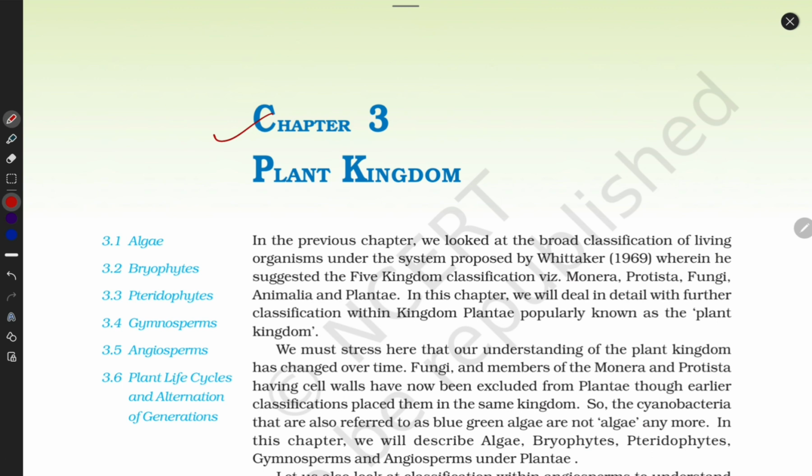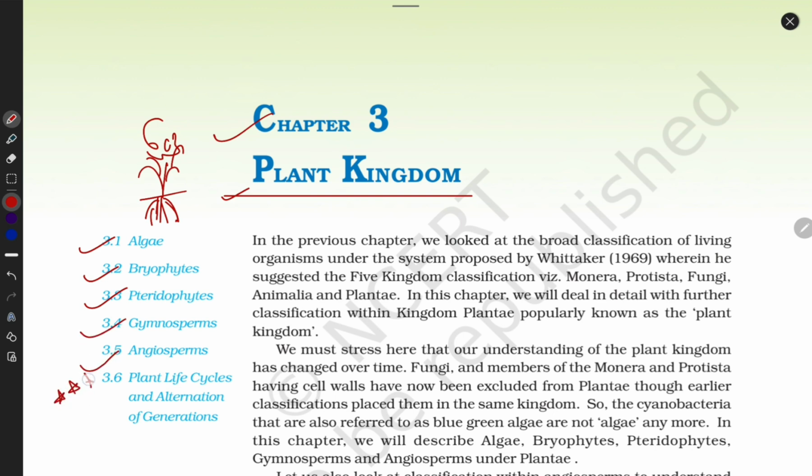Let's begin with chapter 3. The name is Plant Kingdom. Guys, now we discuss how scientists classify plants according to their features like external features, internal features, chromosomal features, evolutionary features, numerical features. They divide the plant kingdom into many classes like algae, bryophytes, pteridophytes, gymnosperm and angiosperm. This is the much advanced plant category.